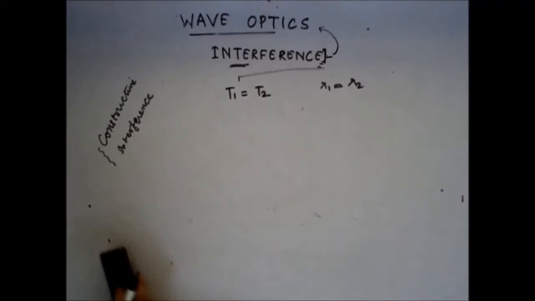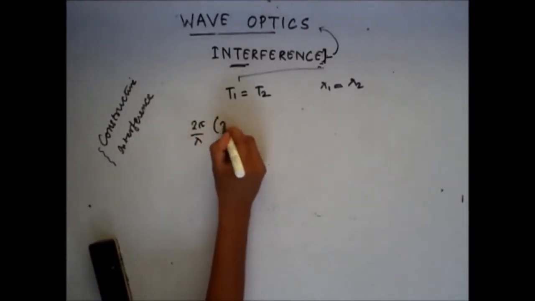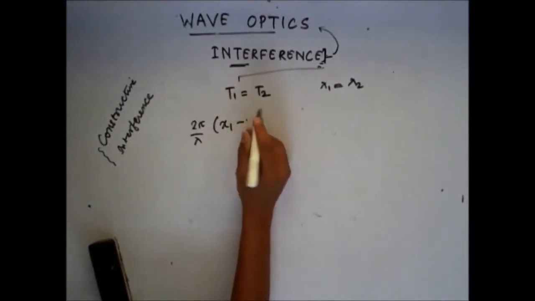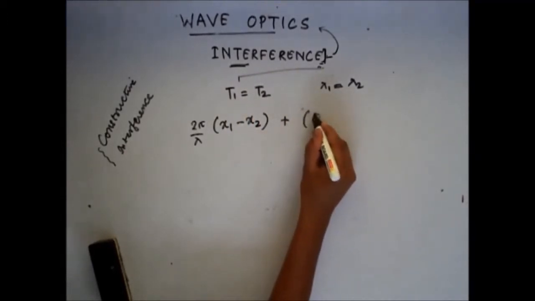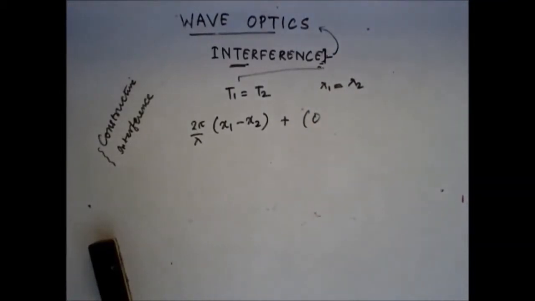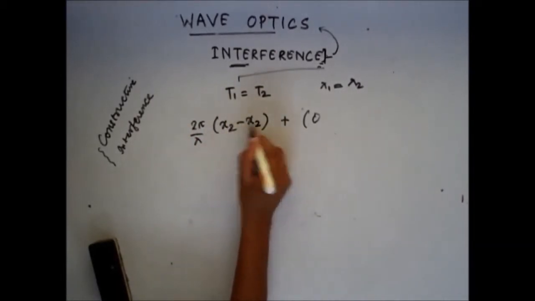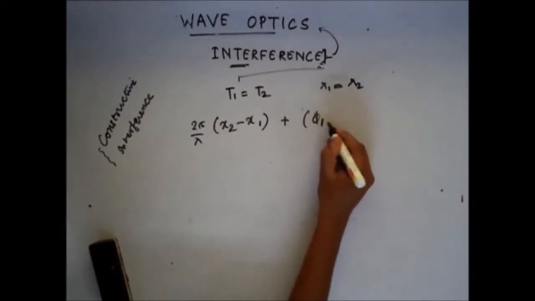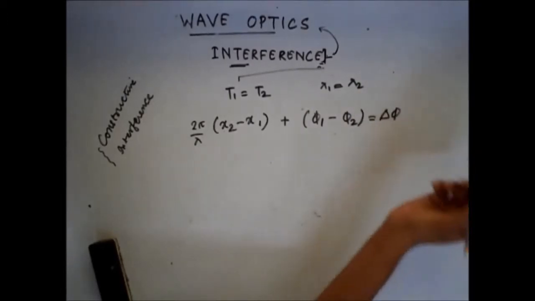So finally what do I get? This quantity was 0, the time quantity. So I was left with 2 pi by lambda, since lambda is the same, I'll write it as lambda only. This was x1 minus x2 plus phi. If I take the negative sign inside, I get x2 minus x1, plus phi 1 minus phi 2. This was equal to my phase difference, which was equal to 2k pi.